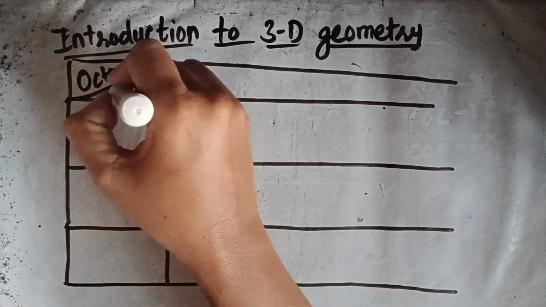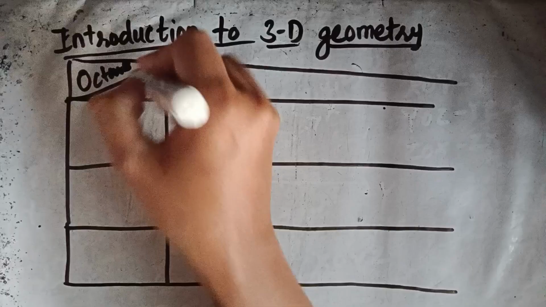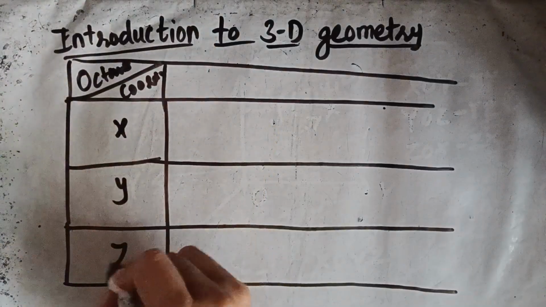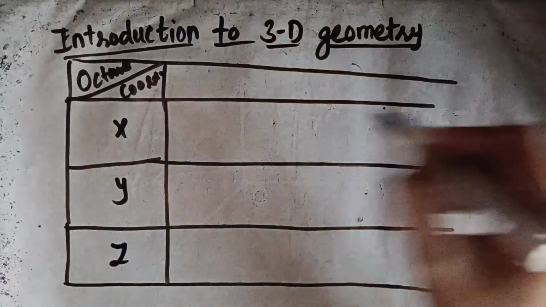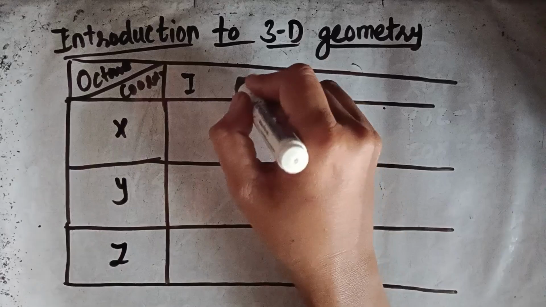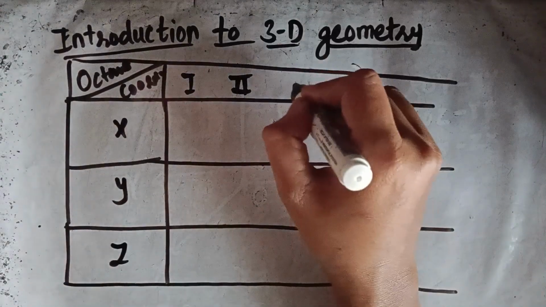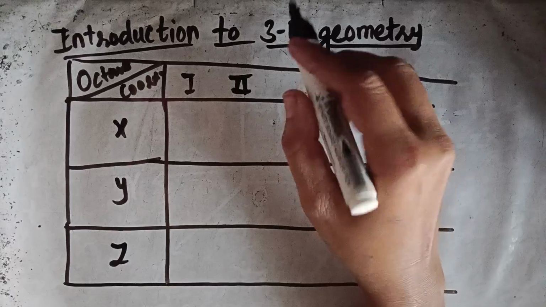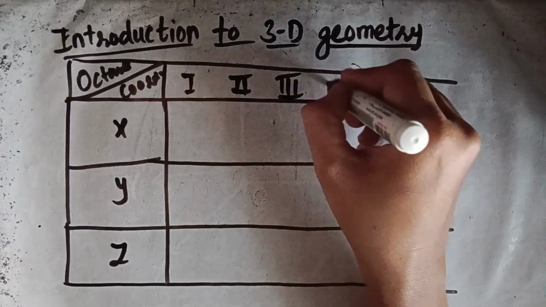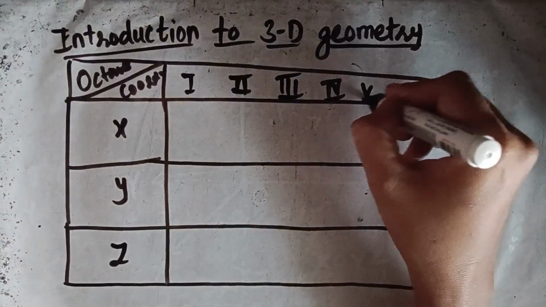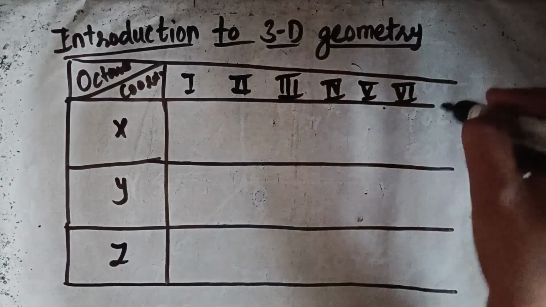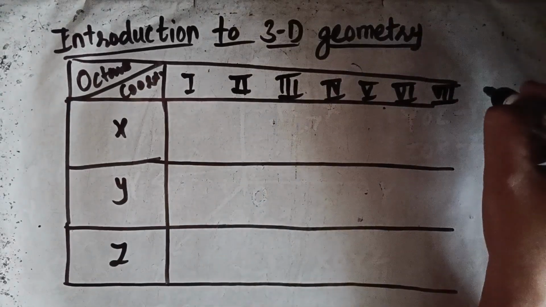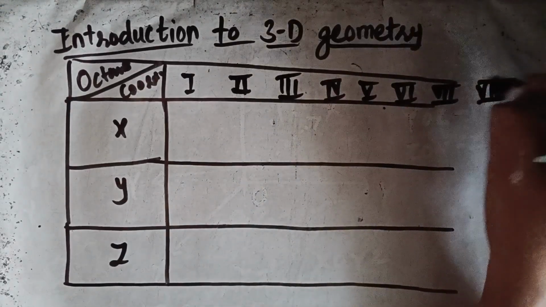Octants and coordinates. So in the horizontal row it is octants, and in the vertical column we are given the signs. 1, 2, 3, 4, 5, 6, 7, 8.